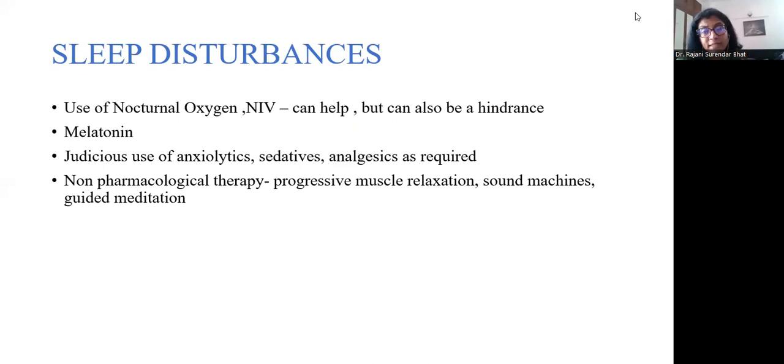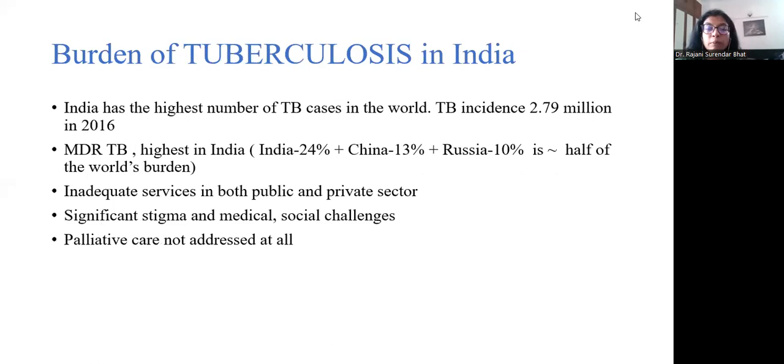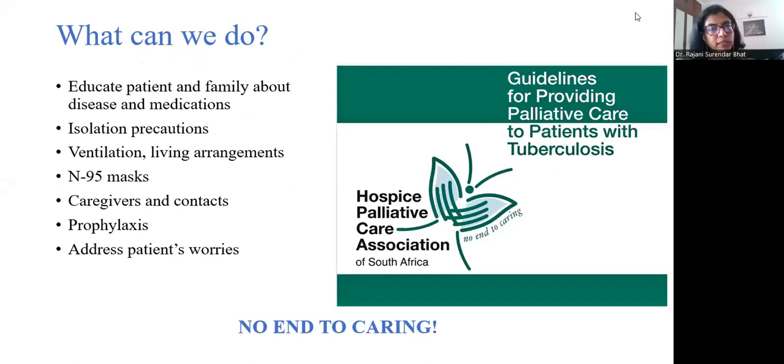Using melatonin is useful for patients with COPD because, if they have carbon dioxide retention, people are afraid to use opioids. Melatonin is useful. I'm going to skip this because tuberculosis is a long, complicated thing, but suffice it to say that every country needs to address palliative care needs of the patient community who has drug-resistant tuberculosis. We need a lot more effort on this.